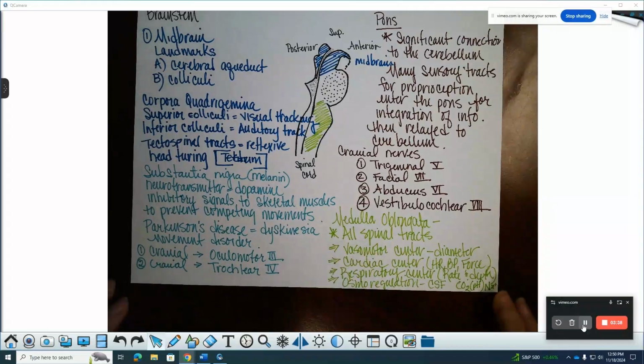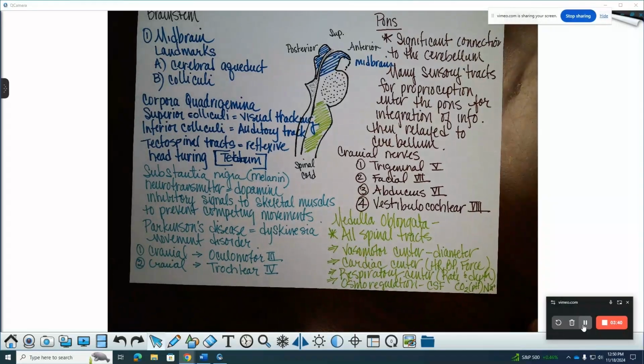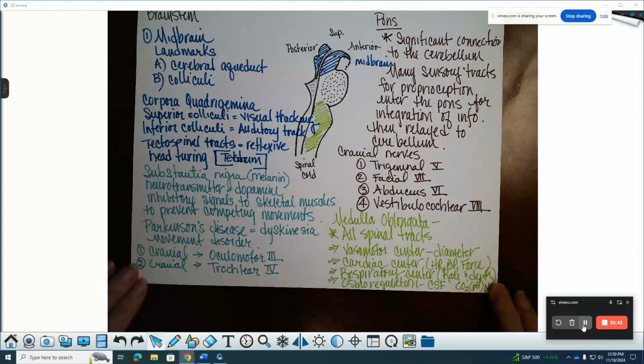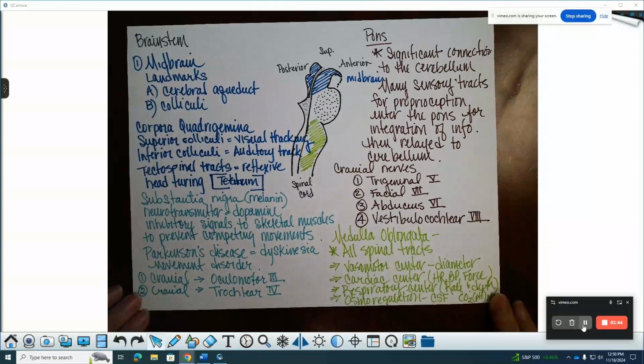Okay, this is in no way an exhaustive list of all the functions that these things do. In fact, this is just a snapshot of what these different structures are involved in. There is so much more, but we cannot go through everything. We're going through those things that I feel are going to come up at another time.